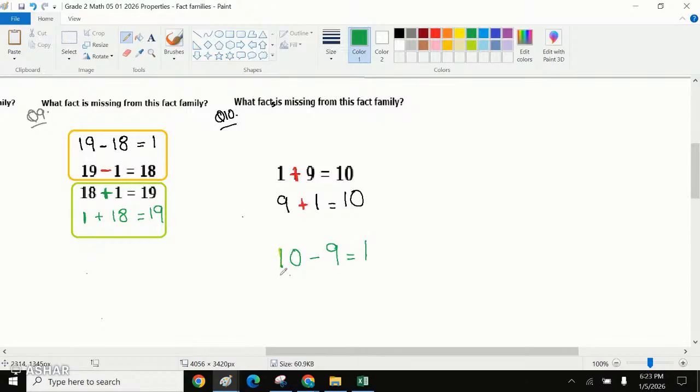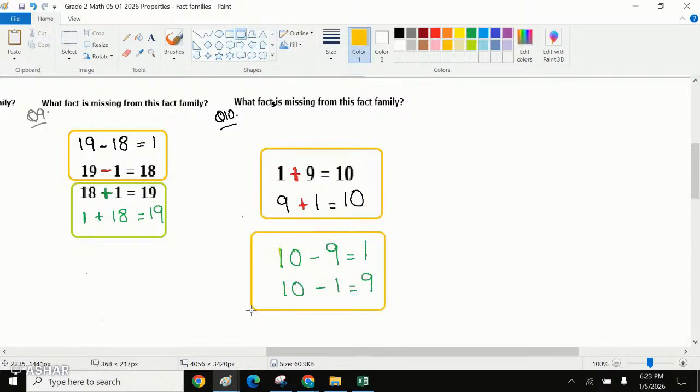So yes, thank you for the answer. If 10 minus 9 was 1, then the second statement would be 10 minus 1 equals 9. We cannot change the numbers which are given in the question. By using the same numbers, we have to create the missing facts. That means 2 facts are for addition and 2 facts would be for subtraction. Even if one statement is given, we can always create 4 statements out of it, right?